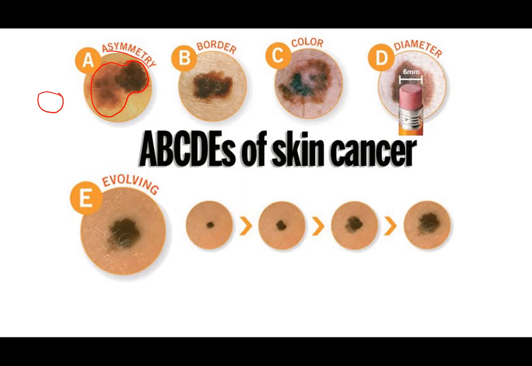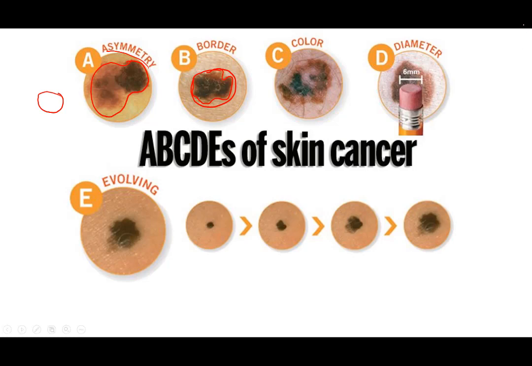Now for border, it basically means that you want a nice smooth border. Whereas this one doesn't have it, because you can see that it indents in there and around there. So you want a nice smooth border. The colour is also important. If there's a patch of your skin or a mole which is really dark compared to the rest of it, that might give you an idea that that growth could be cancerous.